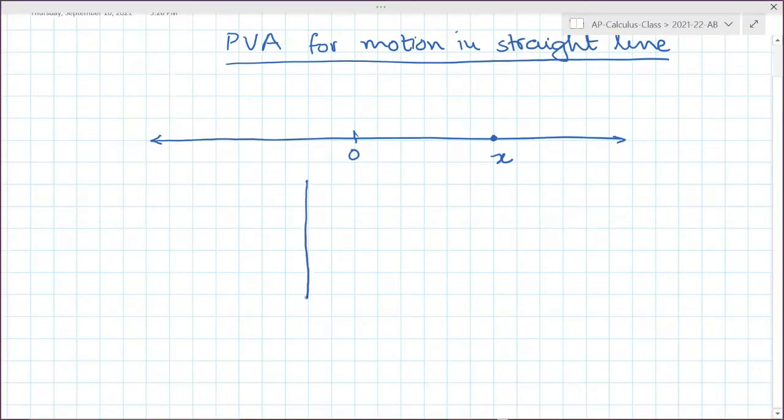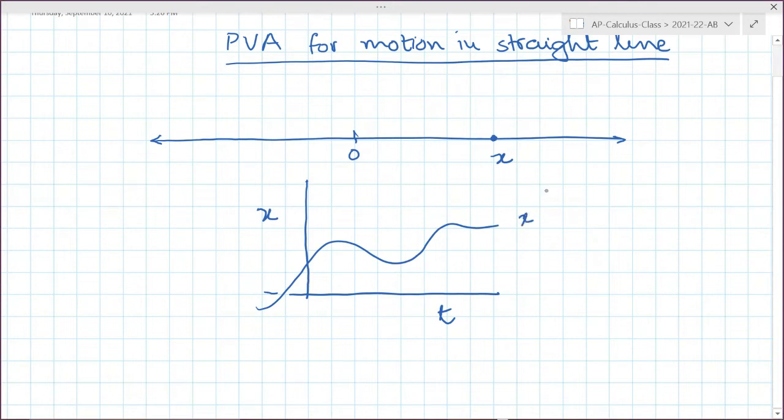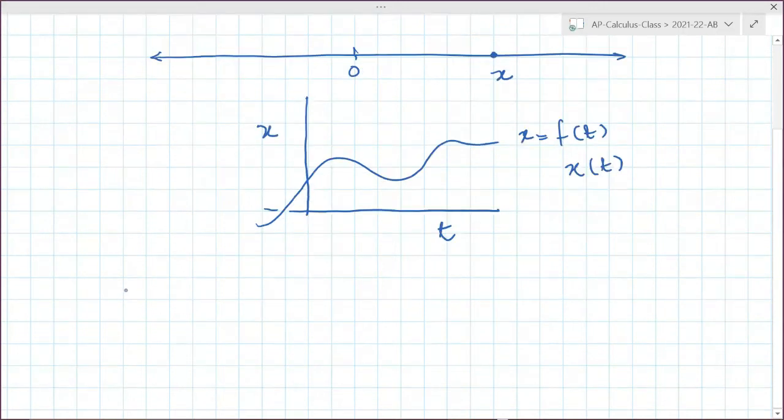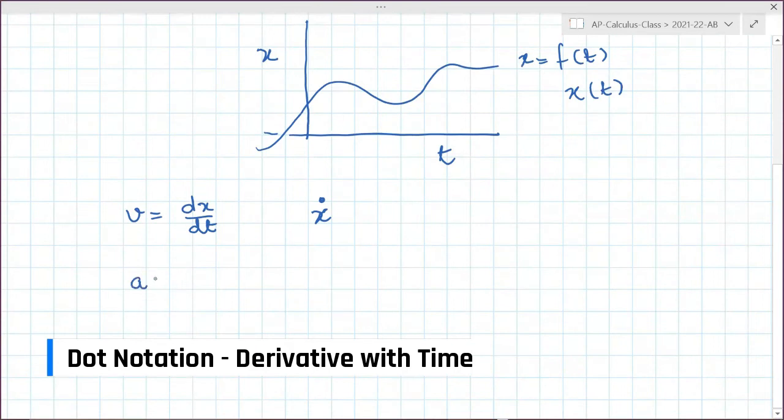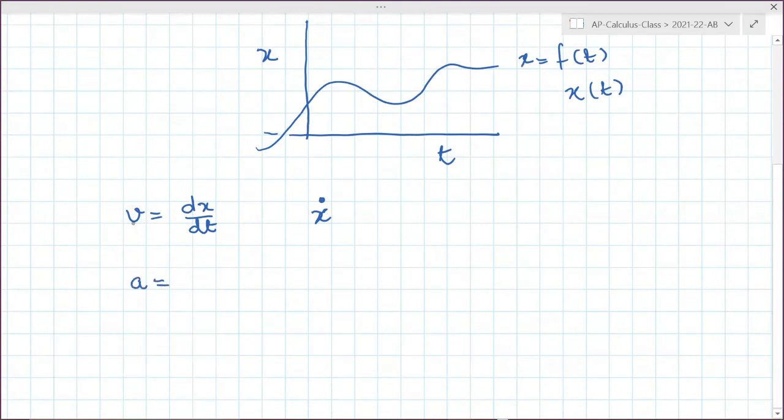So when you plot a graph, X is a function of t. You could also write X as a function of t. So this is a position-time graph, and the velocity here is defined as the instantaneous rate of change of X. So which would mean it's the derivative with time, d over dt of X or dx over dt, also written as X dot. And acceleration is the instantaneous rate of change of velocity.